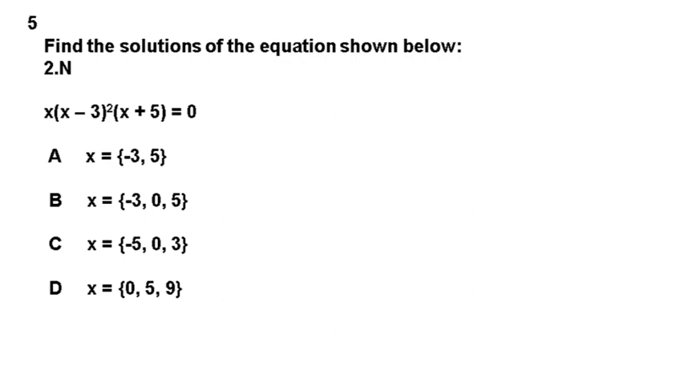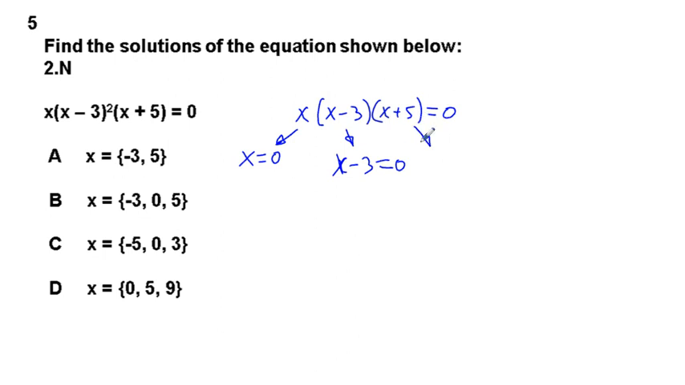Okay, number 5. Find the solutions of the equation shown below, and we have this equation here. So we can use for this what we call the zero factor property of algebra to find our solutions. And the zero factor property is just anything times 0 equals 0. So we have x is equal to 0. We bring down this x minus 3 is equal to 0. And finally, we have x plus 5 is equal to 0.